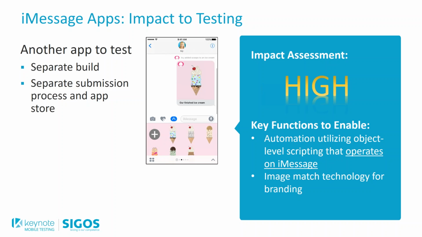The other thing that's interesting here is that a lot of what you're doing here is image-based. Could even be something that's video-based. It could be an interactive GIF, for instance. And so you may want to make sure that your images show up exactly as you want them to. So as well as doing object-level scripting, being able to write scripts that operate on the objects, you may also want to do some image match scripting so you can validate that your brand is appearing as you want it to.